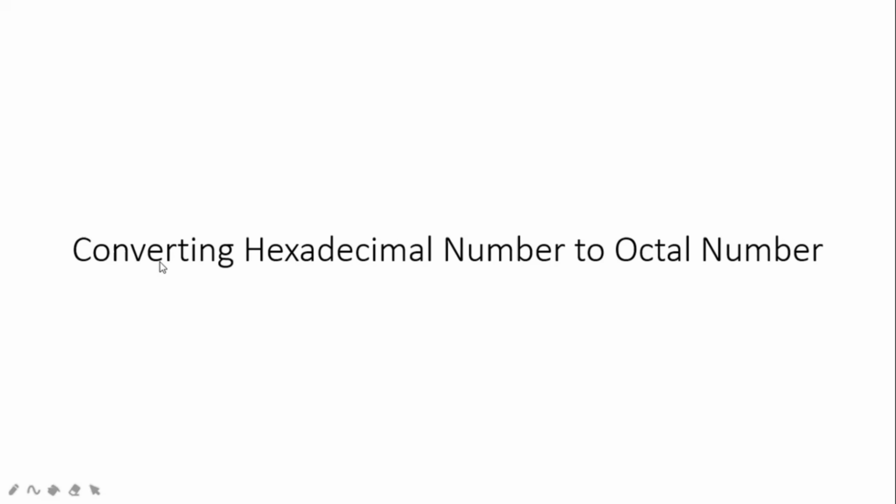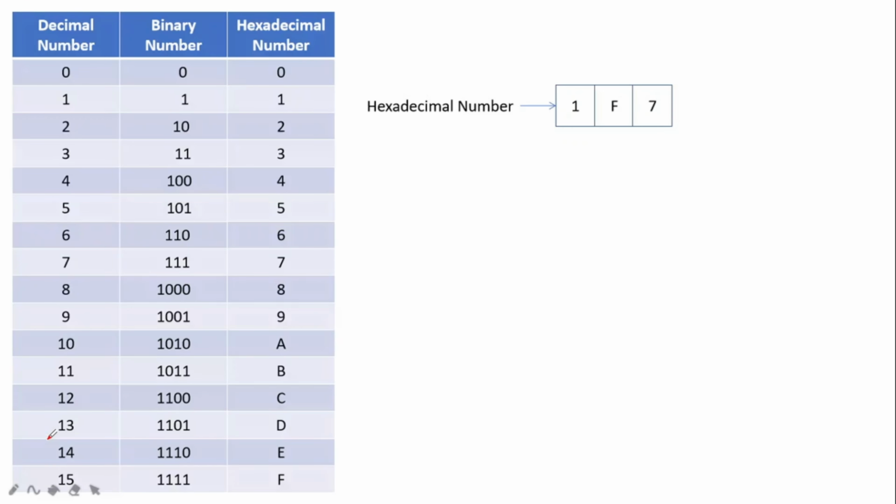In this lecture, we will learn about how to convert hexadecimal number to its equivalent octal form. So here 1 to 15 decimal numbers and their respective binary numbers and hexadecimal numbers are given. The example number here is 1F7. This is a hexadecimal number.